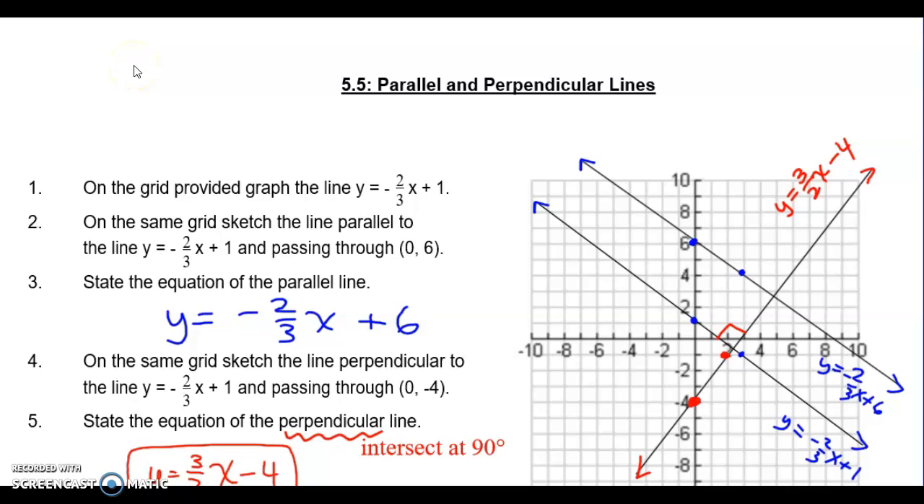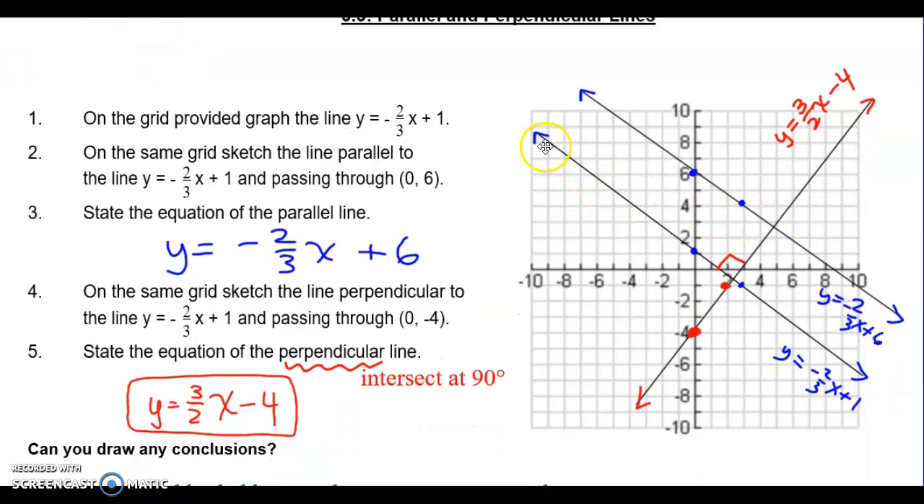Okay, so this is our last lesson for chapter 5. We're just going to go back and revisit parallel and perpendicular lines and their properties. So first of all, I want you to graph the line y equals negative 2/3 x plus 1. Let's recall how to do that. Y-intercept is 1, slope is negative 2/3, down 2, right 3, plot my second point and connect. And there's my line y equals negative 2/3 x plus 1.